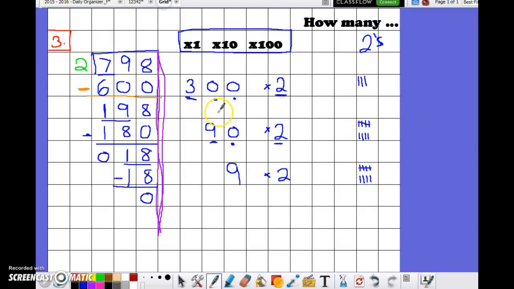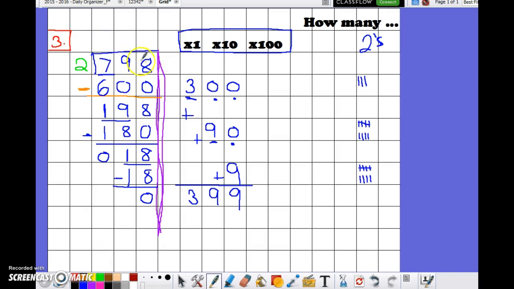So now we have to just take this expanded form number, 300 plus 90 plus 9, and turn it into a standard number. Once I've changed this expanded form number into a standard form number by adding, 9 plus 0 is 9, 9 plus 0 is 9, and 3 plus nothing is 3, I now have a standard form number that can be placed in my answer, which I will write in orange.